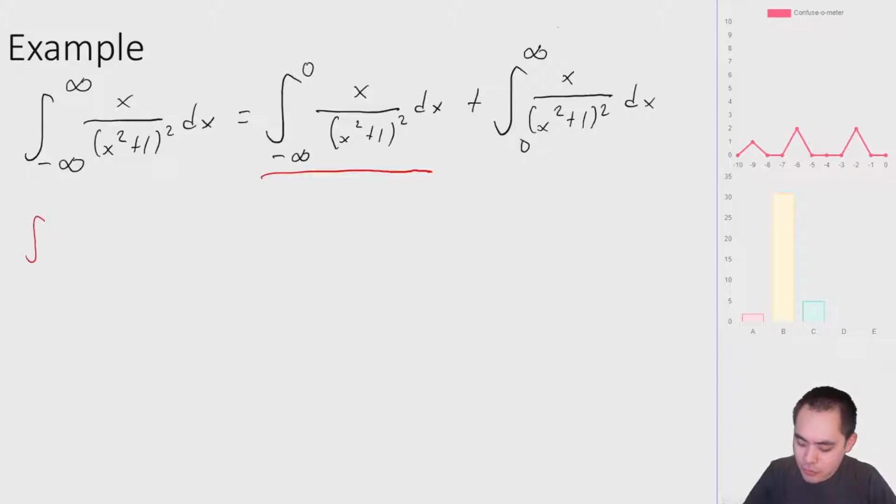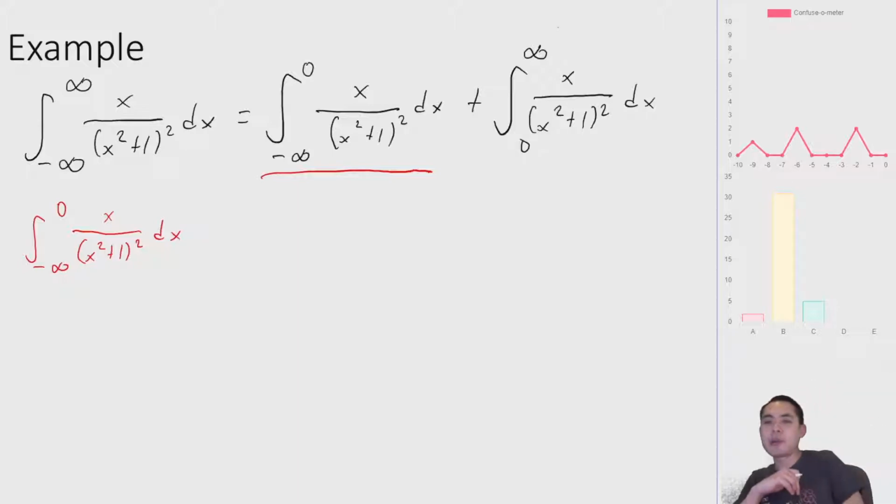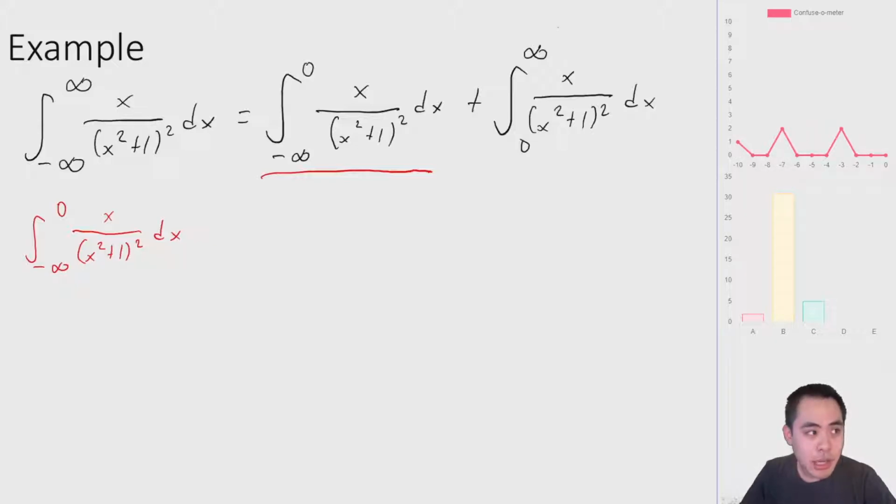So what's the integral from minus infinity to 0 of x over (x squared plus 1) squared dx? When you stare at this problem, the first thing you might think is that this seems like a more complicated integral, so I should use one of the more advanced techniques. In this particular case, I'm going to use u-substitution. I'm going to say that u is equal to x squared plus 1, and du is equal to 2x dx.